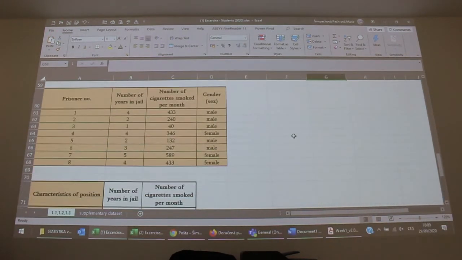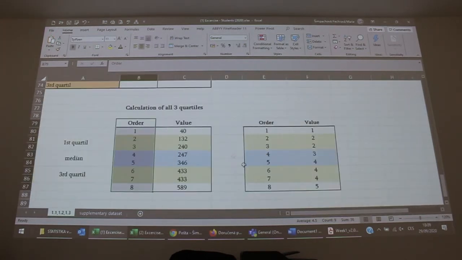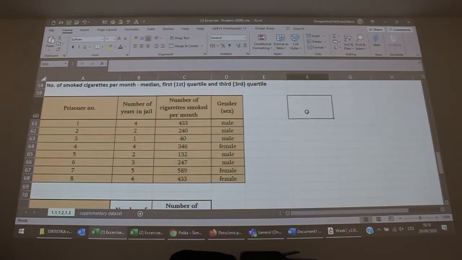We know that we need to create order. Yes, order. What is it? Order. Yes, positions. First position, second position, third position, fourth position, etc. So I will write here position or the order. Okay. So first position, second, third, fourth, fifth, sixth, seventh, eighth. Yes. Okay. And value of the variable.